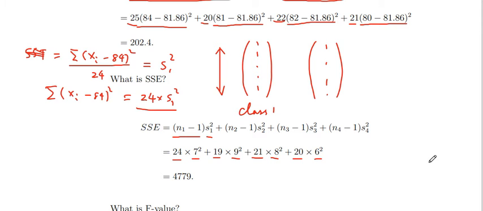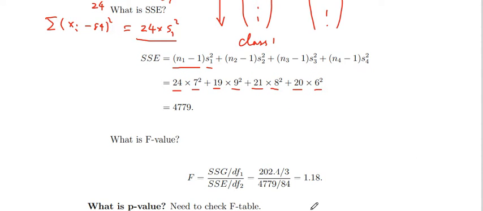Okay, so then we can find the F value. So the F value equals SSG over its degrees of freedom, df1, where df1 is 3, and SSE over df2, where df2 is 84. So this equals 202.4 divided by 3, then this number divided by that, 4779 divided by 84. And then we get 1.18. So this is our F value.